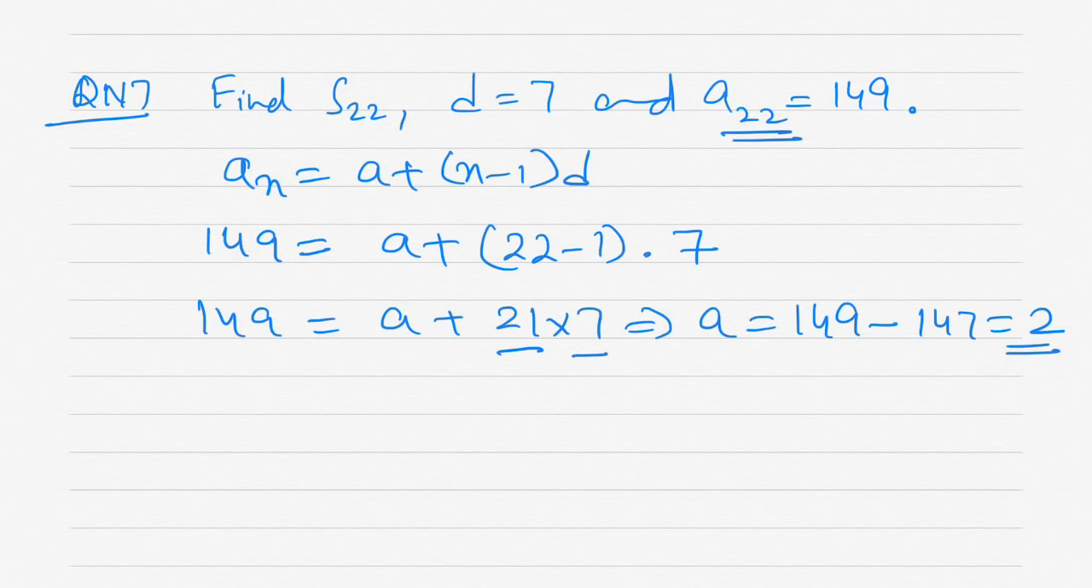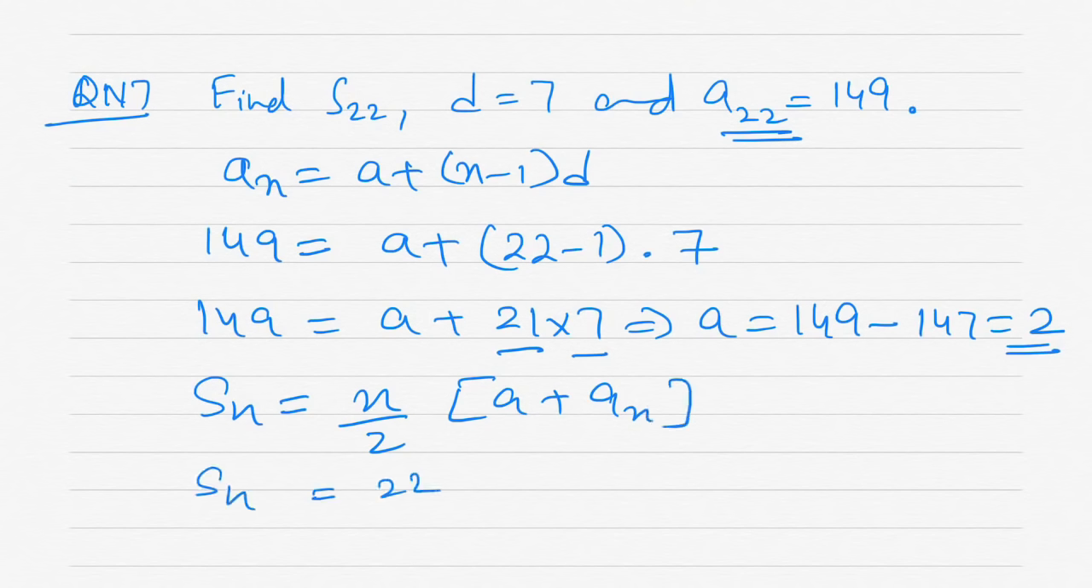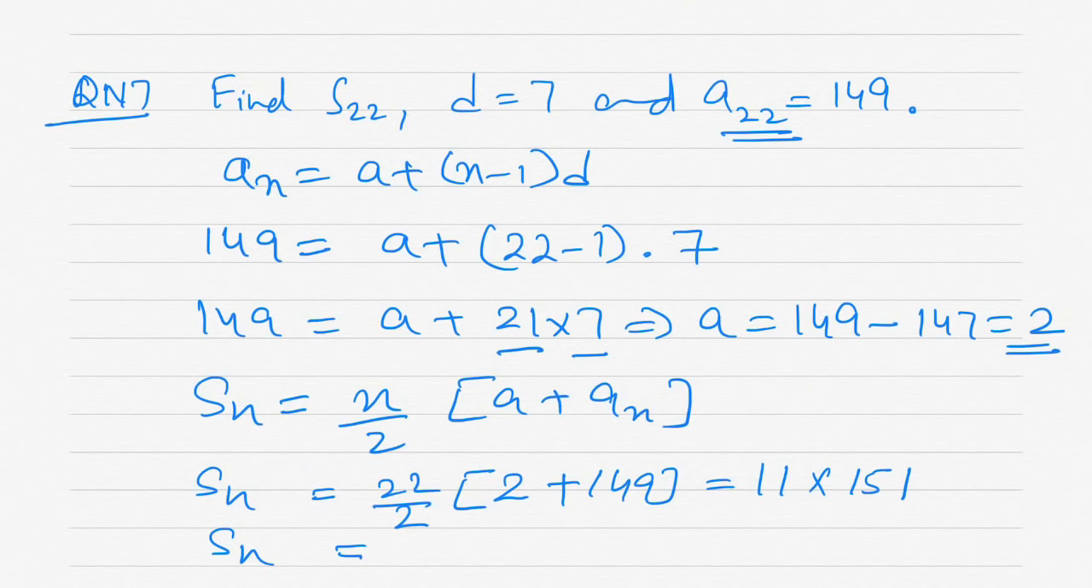So the second step of the question is S22. The formula for Sn is equal to n by 2 into a plus an. So what is Sn? 22 by 2 into, what is a? a is 2 here, plus what is a22? 149. So it is 11 into 151. So Sn is equal to 1661. So the value of Sn is 1661.